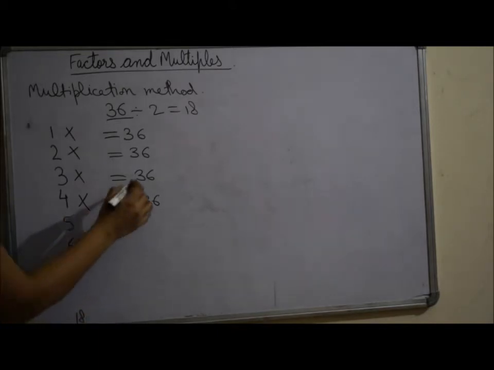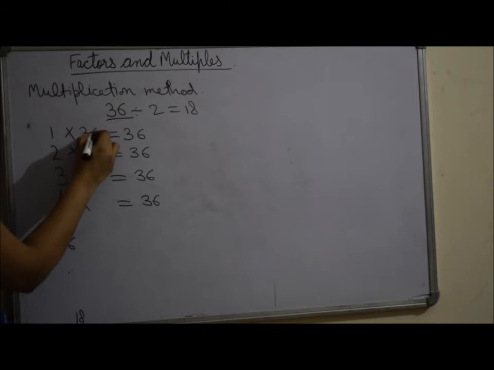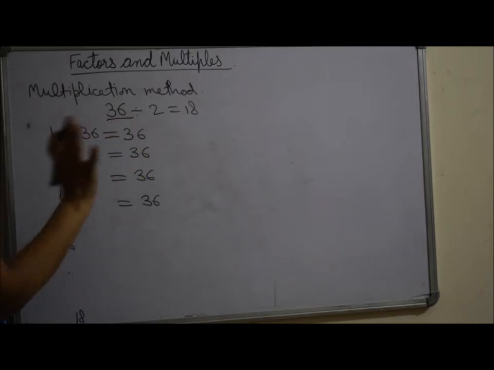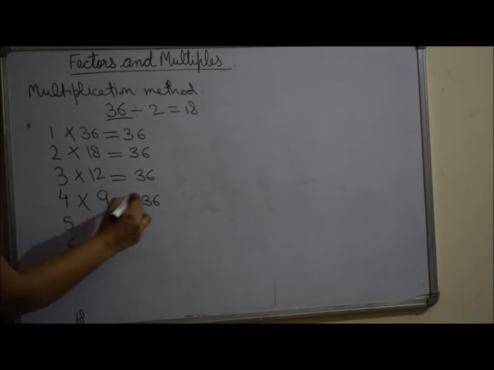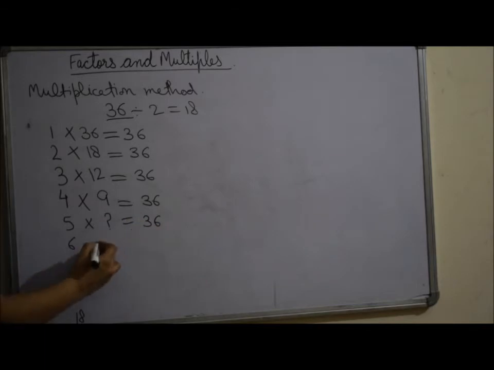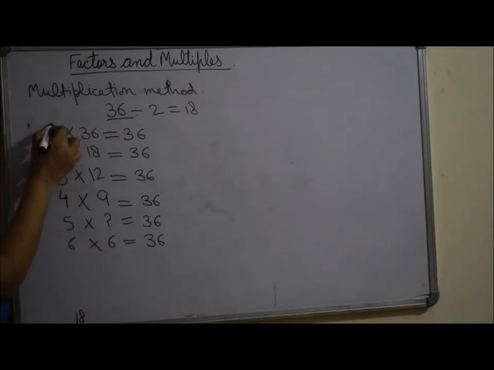Okay, so 1 into what? 36 makes 36. So 1 into 36 is 36. 2 into 18 is 36. 3 into 12 is 36. 4 into 9 is 36. 5 into no whole number gives 36. 6 into 6 gives 36. Now when you see that the numbers start repeating on this side, you need not go further because then it will be repetition. So you will stop here only.